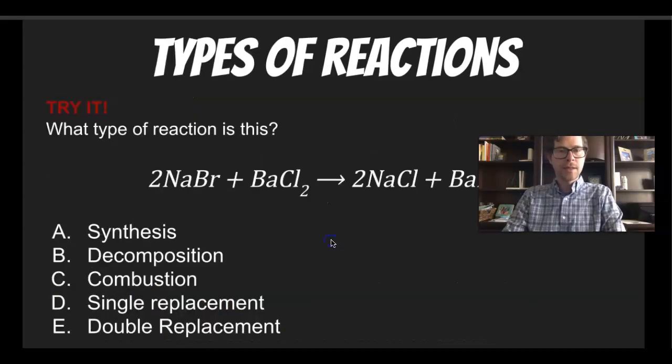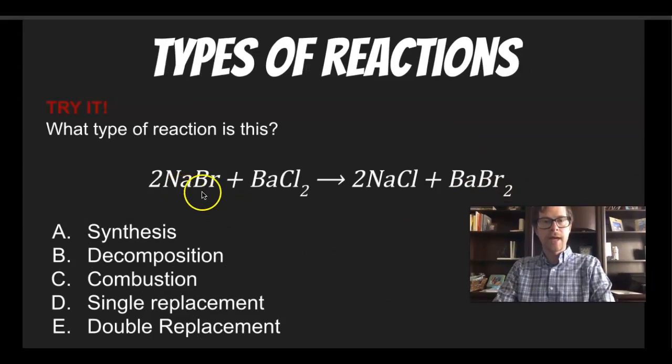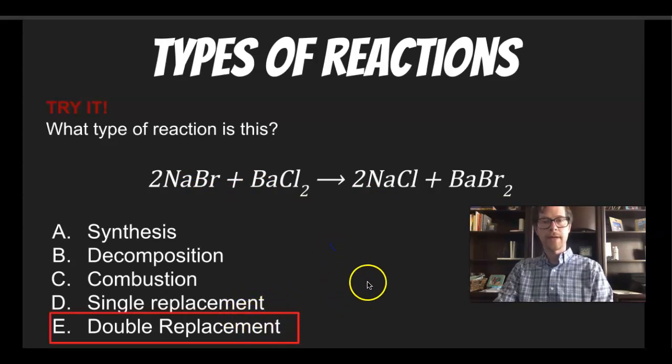So let's look at some examples. What type of reaction is this? We've got NaBr, that's sodium bromide, and BaCl2, that's barium chloride. They react together. The products on the right side are NaCl, or sodium chloride, and barium bromide. So what kind of reaction is this? What I'm looking at is I've got 2 compounds on the left, and then on the right I've got the same elements rearranged into different ionic compounds. So everybody is switching places, and when everybody switches places, that's a double replacement reaction.